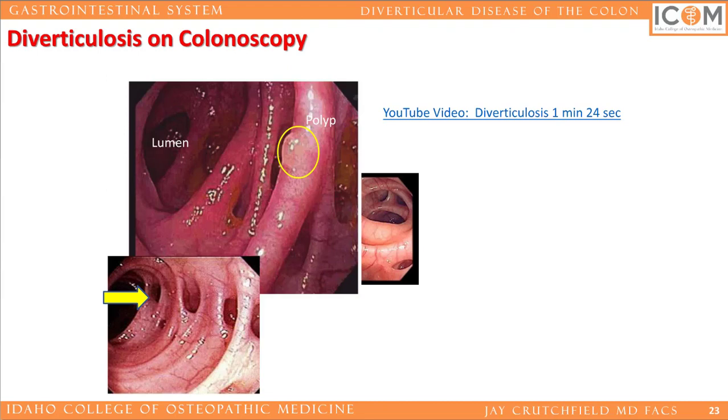Here's what diverticulosis looks like through an endoscope during a colonoscopy. I've labeled the lumen and use arrows to show the protrusions or the outpouchings and how they appear from within the colon. I've also circled a small polyp. Please click on the video to watch a 1.5 minute video showing colonic diverticulosis.